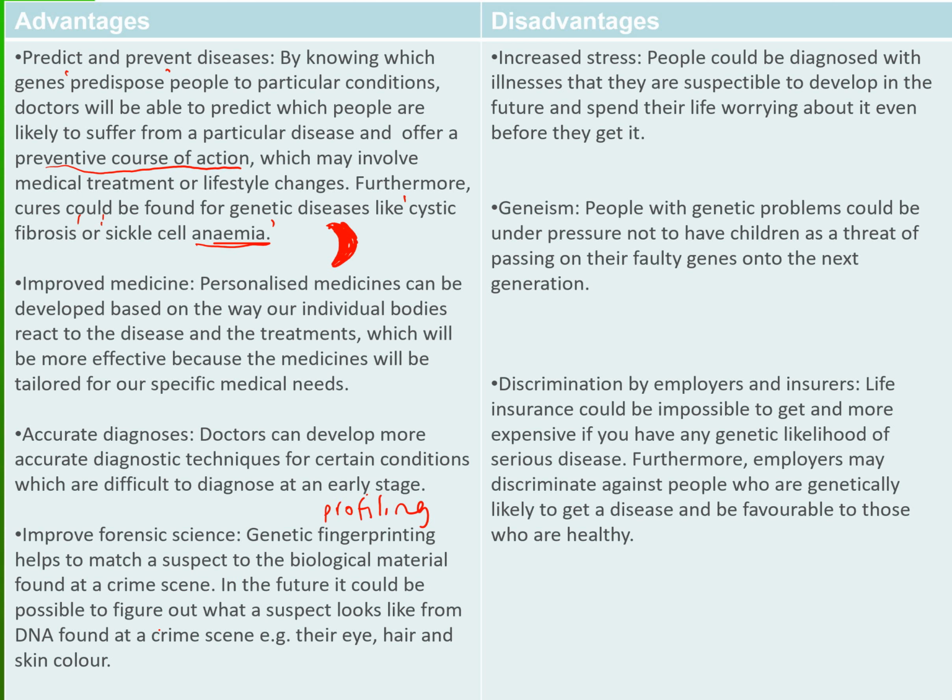And in the future, it could be possible to even figure out what a suspect looks like from their DNA found at a crime scene, i.e., what their eye colour, their hair colour and their skin colour might be based on their DNA fingerprint or profile, okay, that we have. Disadvantages, though: ethical, legal and social implications.